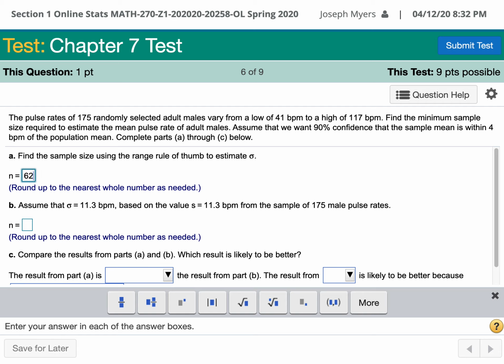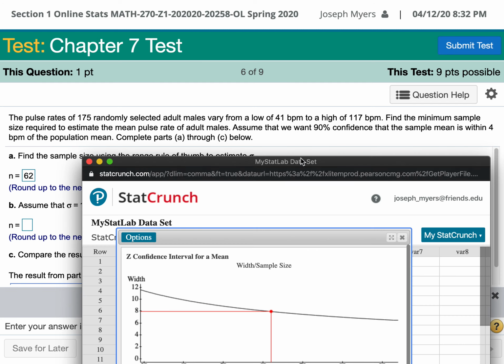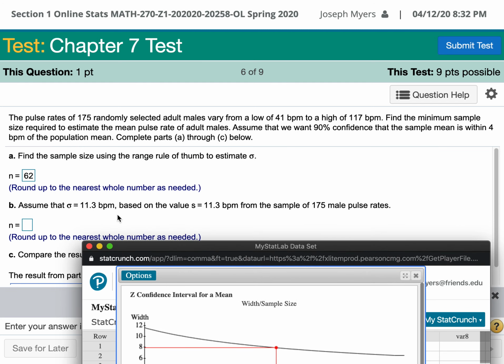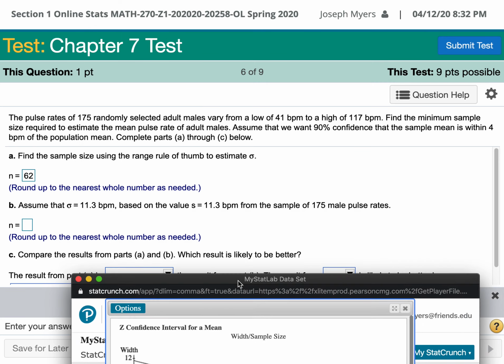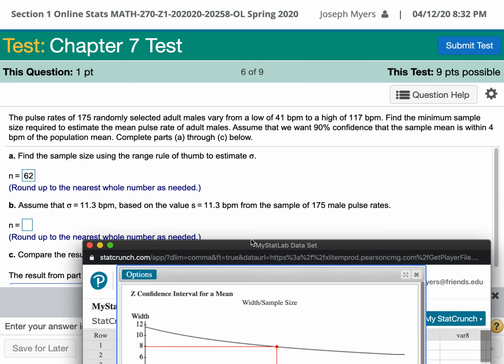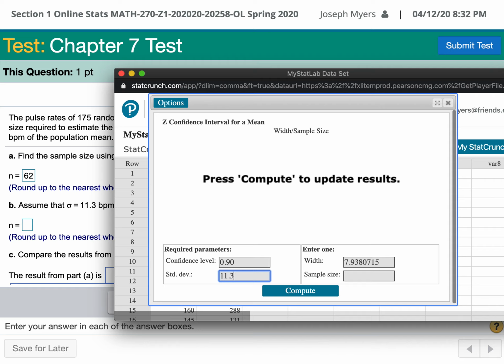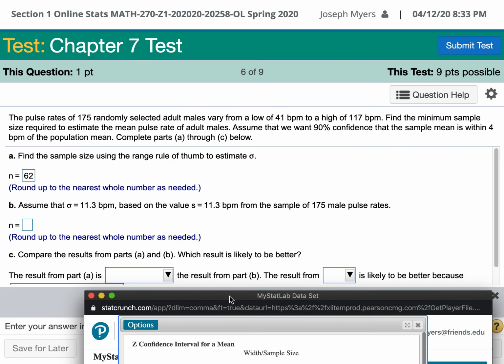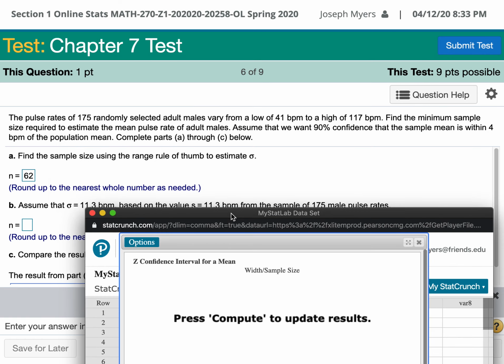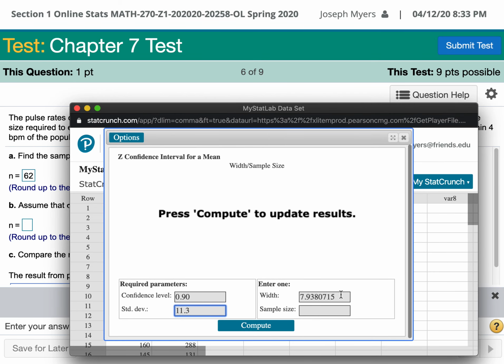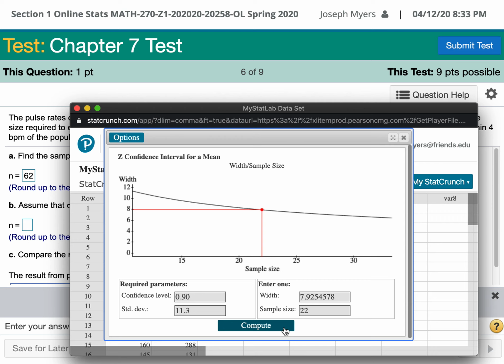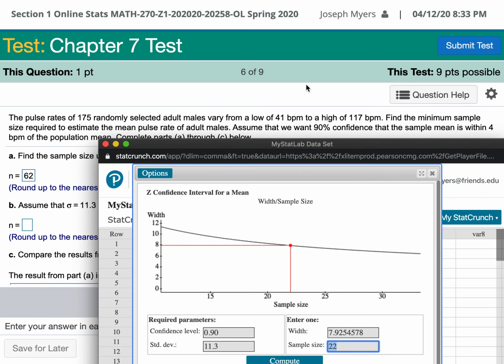Okay, now we're going to assume that the standard deviation is 11.3. So we're going to go backwards, and we're still doing 90% confidence, but now we're assuming that the standard deviation is 11.3. Confidence level 90%. And we want the width to be within 4, so that'd be plus or minus 4, equals a width of 8. Click compute. Now the sample size is 22.